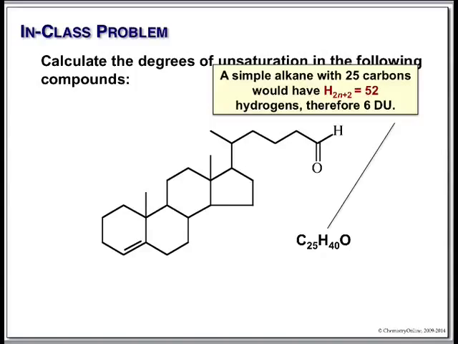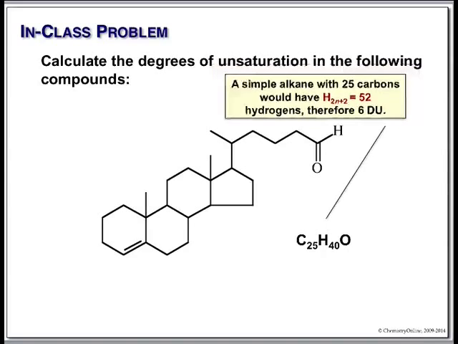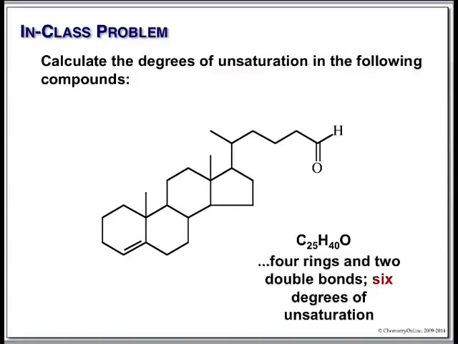Now that's the long way. What's the easy way? We have 1, 2, 3, 4 rings, right? We have 1 double bond. We have 2 double bonds. We have 6 degrees of unsaturation. See how simple this is?